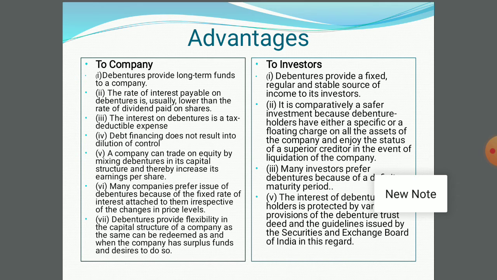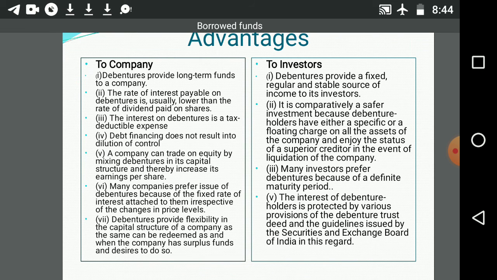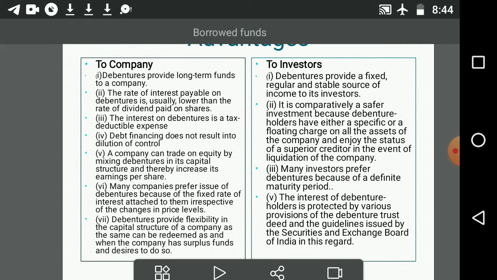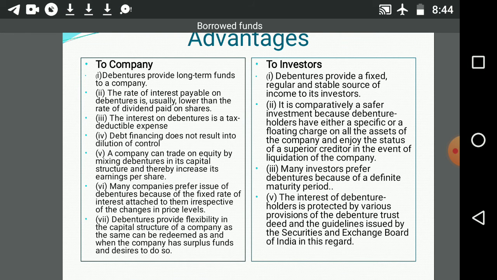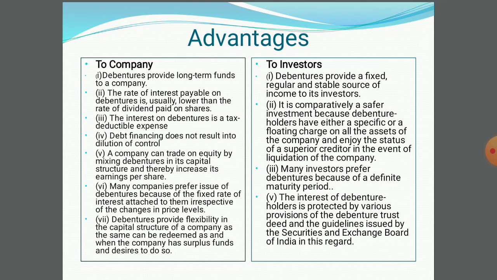Next is debt financing does not result in dilution of control, because debenture holders don't carry any kind of voting rights. They are not owners of the organization, so they cannot control the working of the organization, which is again advantageous to the company. Next is a company can trade on equity by mixing debenture in its capital structure.